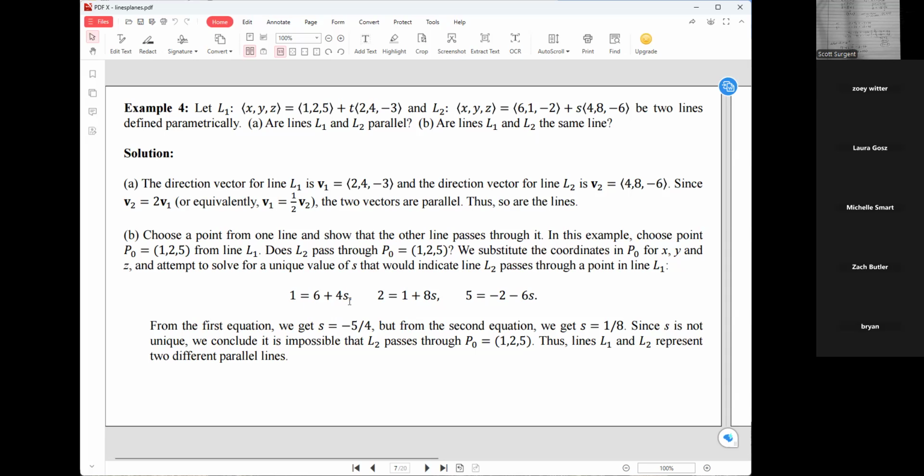And when I solve for s in each case, I don't get the same s each time, and that's the problem. That's what I mean by not unique. It should be the same s. Otherwise, it doesn't work. So in this case, these are not the same line. They are skew parallel lines. That's all I meant by that. Oh, okay. Thank you. That help?